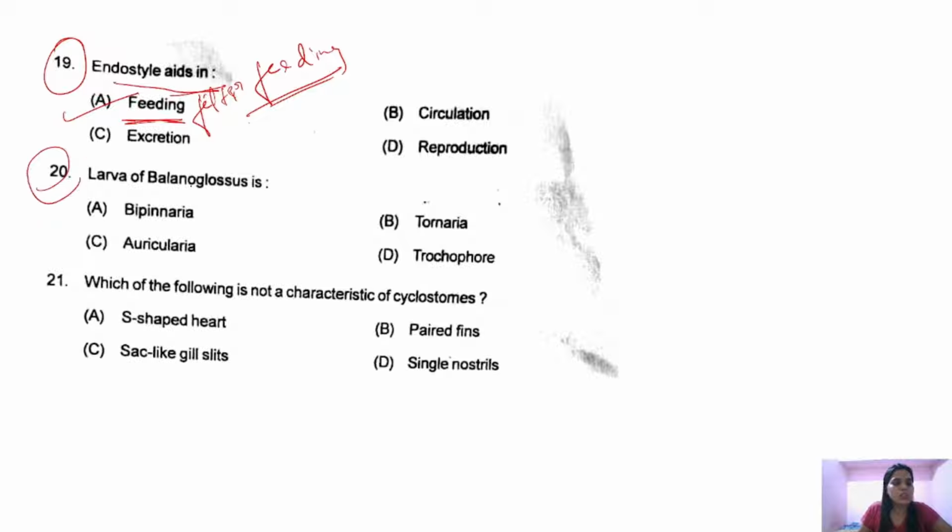Next, question number 20. Larva of Balanoglossus is Bipinnaria? No. Auricularia? No. Tornaria? Yes. Option number B is the right answer, Tornaria.